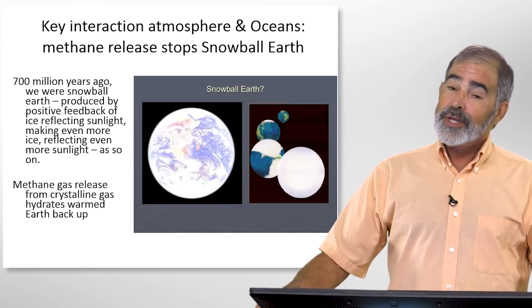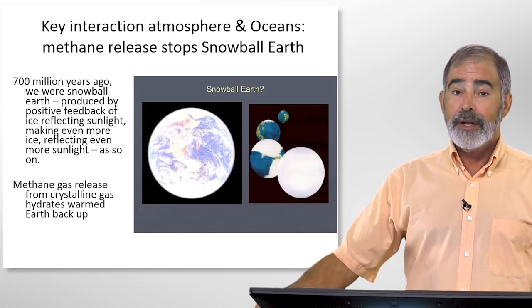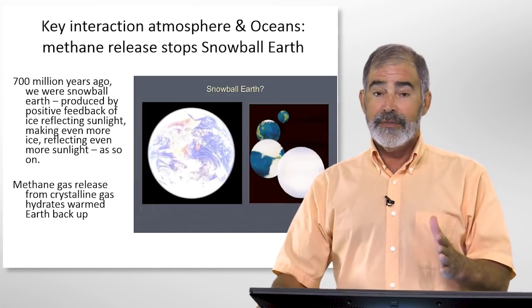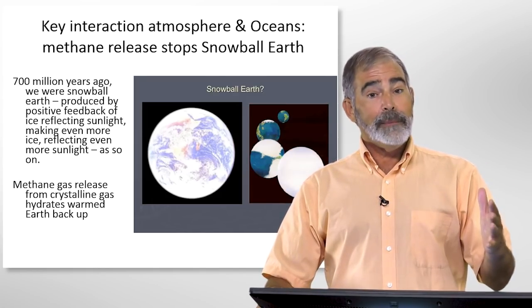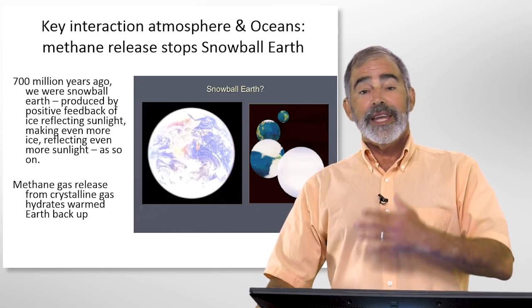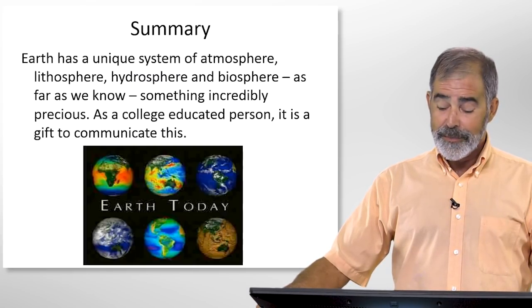We were almost an ice ball planet. We were in serious trouble about 700 million years ago. The Earth's surface was covered in a lot more ice than even the last ice ages. And what happened? The oceans came to the rescue. Methane was released that increased the greenhouse effect, and the snowball Earth was stopped.